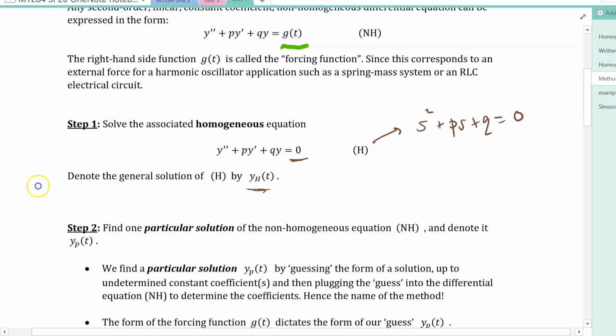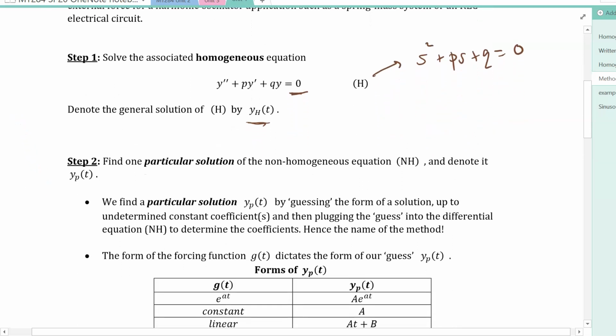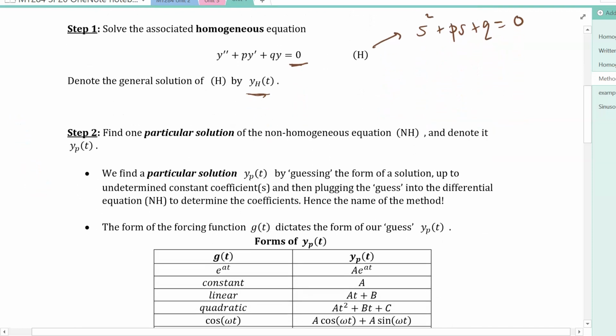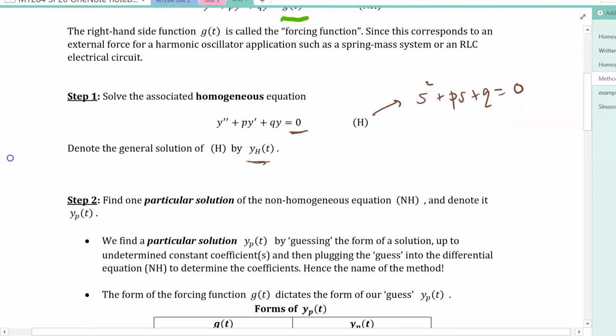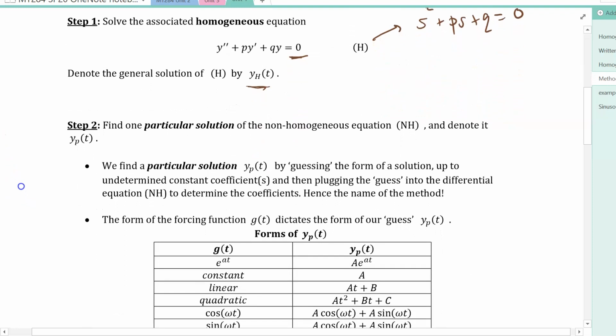What we have to do is find what we call a particular solution of the non-homogeneous problem. Up above, when I have the equation, we call that NH for non-homogeneous. We want to find some solution to that equation, and we're going to say how that's going to be done in a moment. We're going to denote that solution by y sub p. The p here stands for particular solution. The h up above stands for the general solution to the associated homogeneous equation.